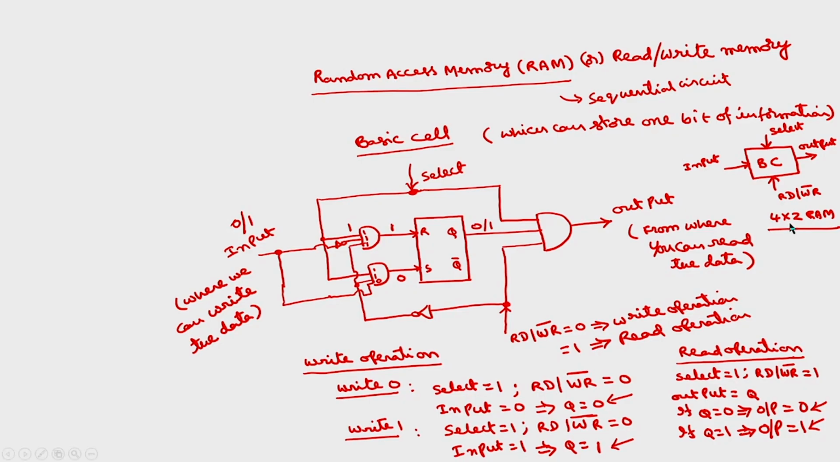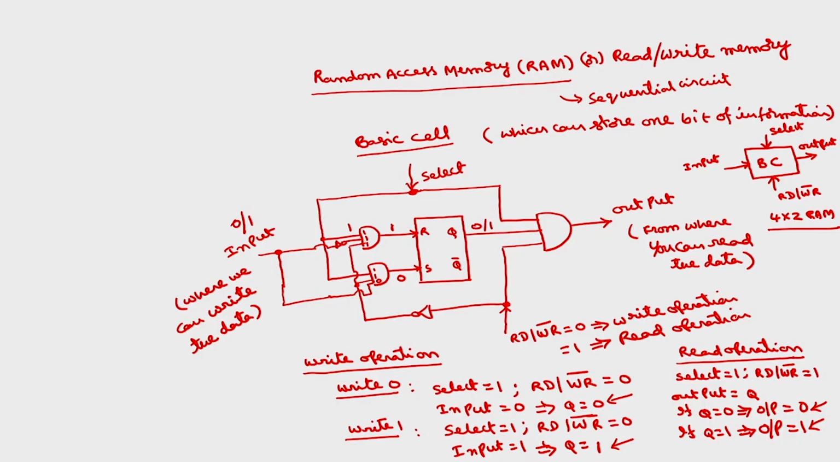So 4 locations, each location is capable of storing 2 bits. So total how many bits will be there? 4 into 2, 8. So we require total 8 basic cells. How these 8 basic cells have to be connected, I will show in the next slide.